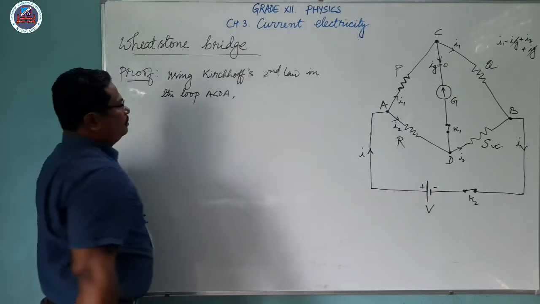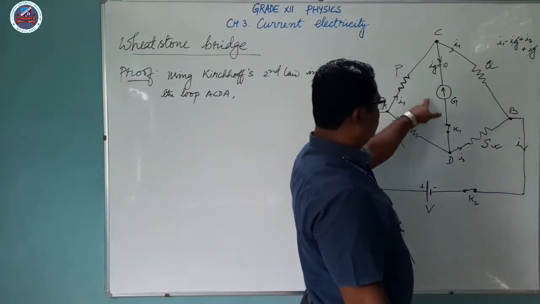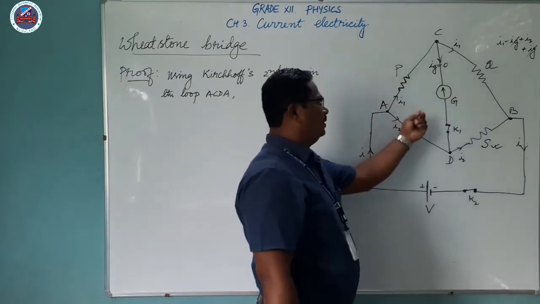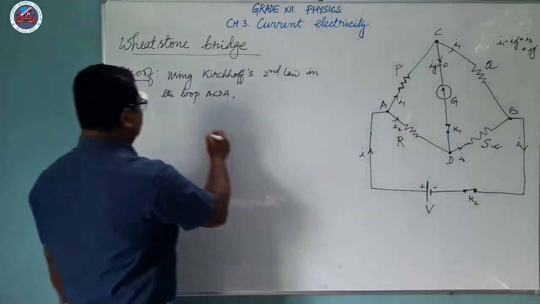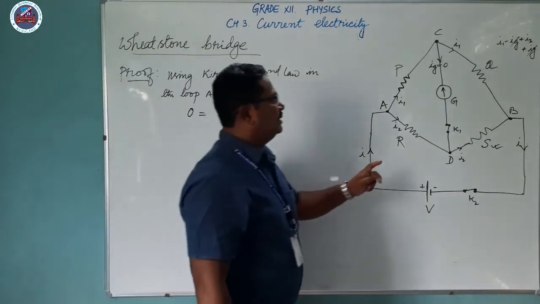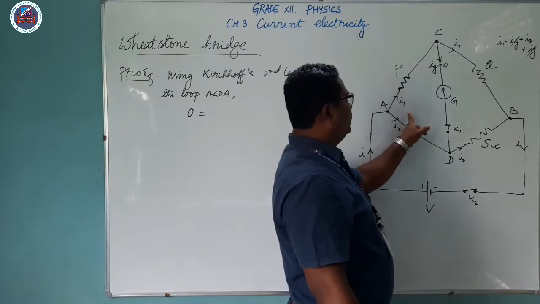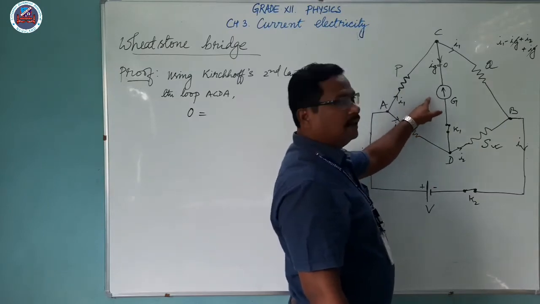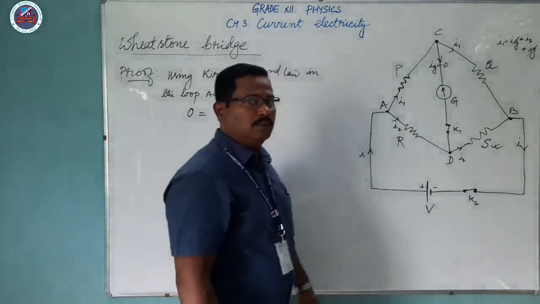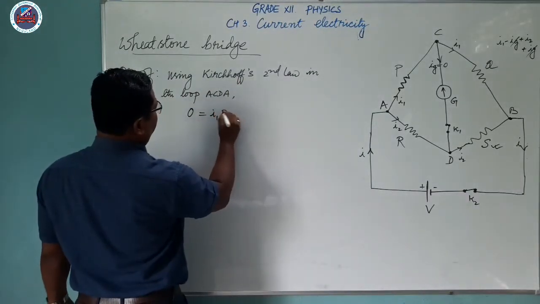ACDA, what you will get is the sum of EMFs, which is not there, there is no EMF here, so it will be 0. It's equal to the sum of products of current and resistance. The product of current and resistance here is P. It is going in the clockwise direction. Earlier also we took clockwise direction as positive, so here also I write positive I1P.